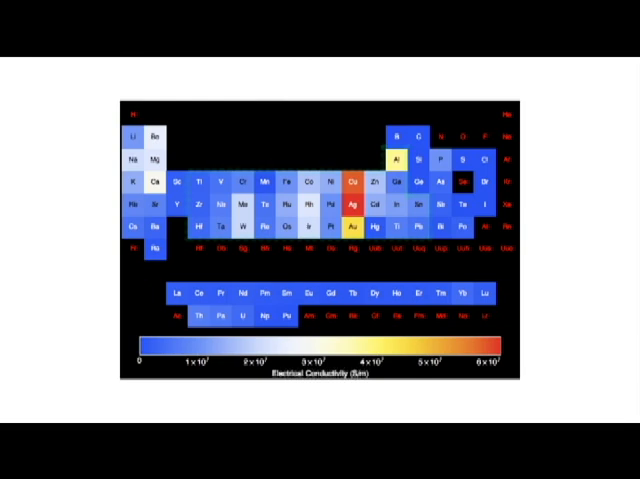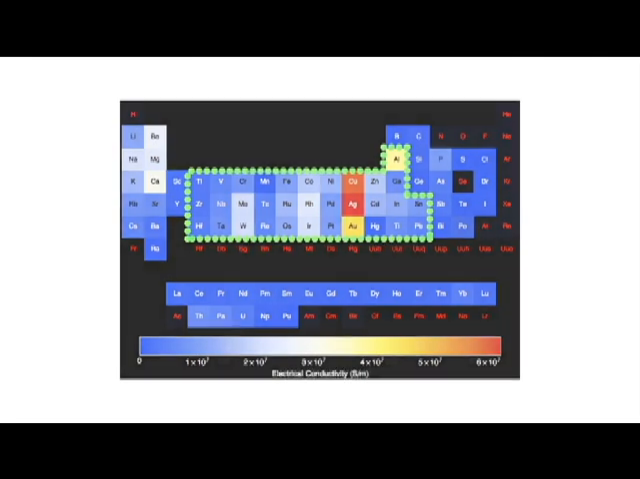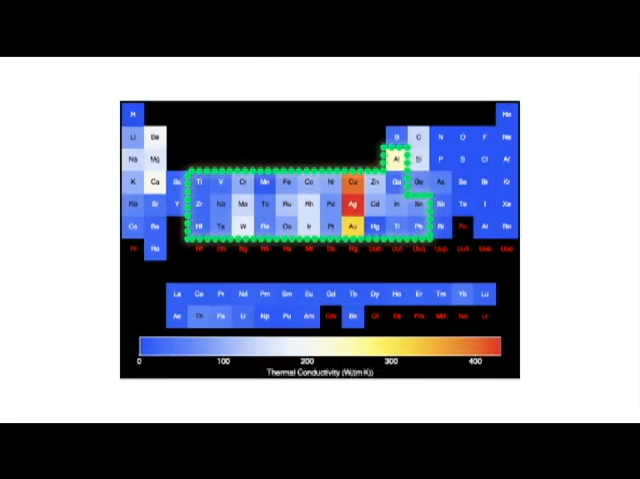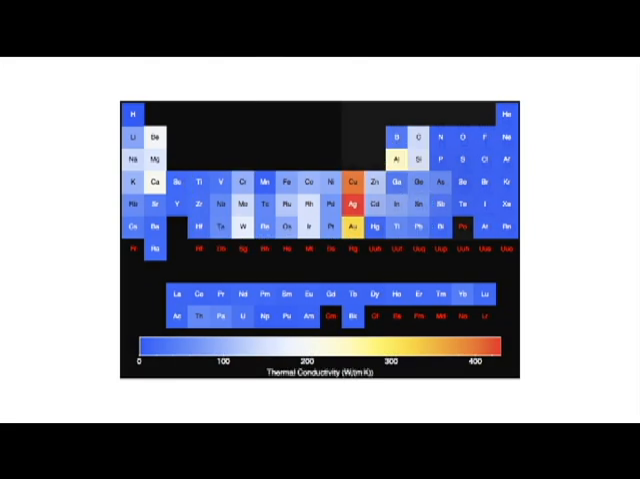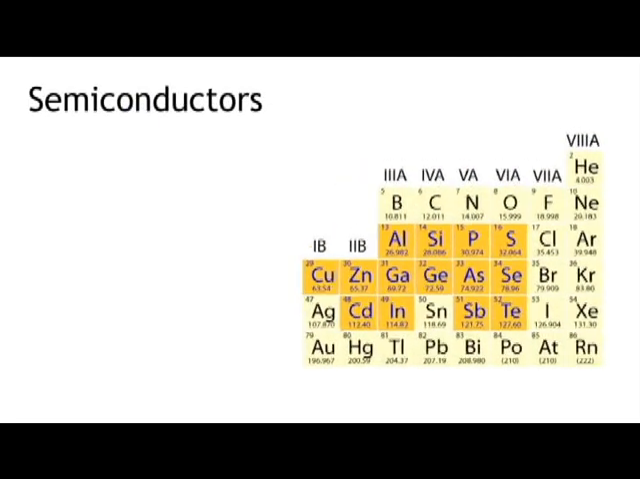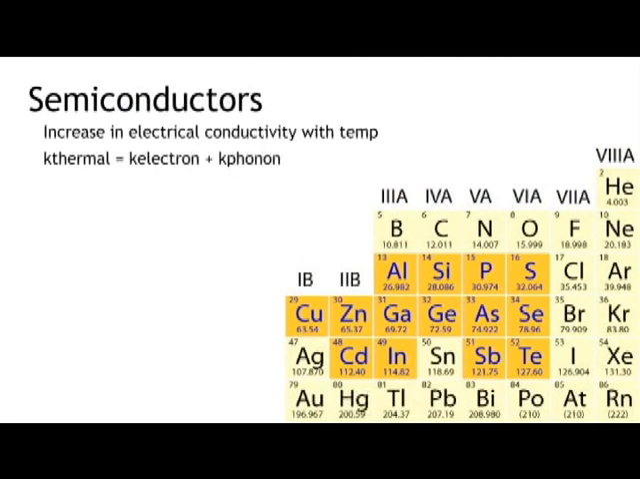In order to create an efficient thermoelectric, we need materials made from elements with high electrical conductivity. Unfortunately, these elements also have high thermal conductivity, which reduces our figure of merit. A closer look at the periodic table reveals that semiconductors are an ideal choice for thermoelectric materials due to their increase in electrical conductivity with temperature. Their thermal conductivity is also due to contributions from both electrons and phonons.